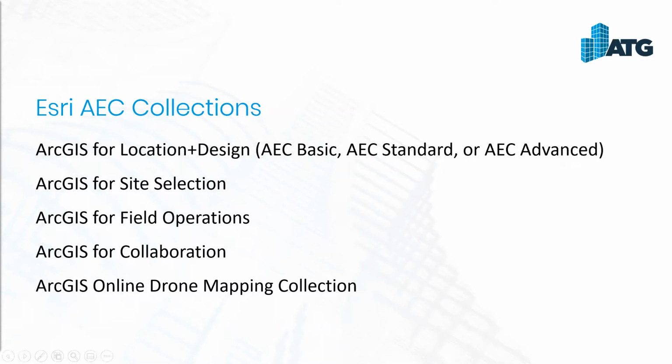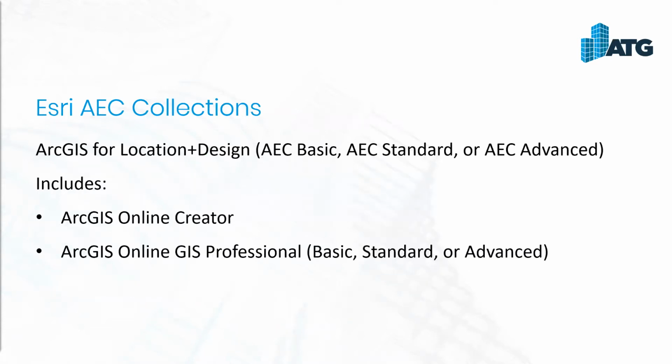All right, so let's look a little deeper into each one of these collections. The first one is ArcGIS for Location and Design. This comes in 3 different versions, the Basic, Standard, or Advanced, depending on what level of ArcGIS Pro you need. For all of these collections, it would be 1 collection per user for the most part. There's a couple of exceptions where you get additional users depending on the type. So this ArcGIS for Location and Design is probably the most basic one for most user types. It's going to give you that license of ArcGIS Pro, as well as give you that online Creator license so you can get all your stuff online.